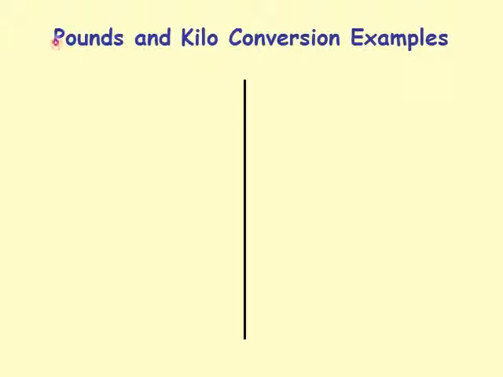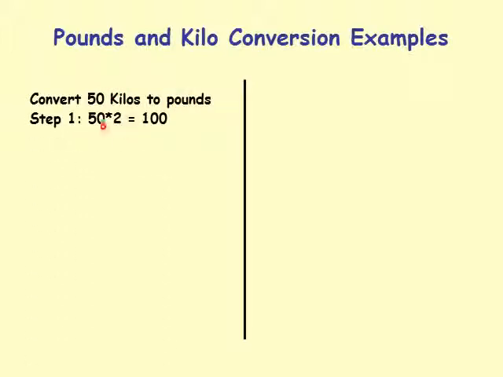Okay, let's take some example here. Pounds and kilo conversion examples here. Convert 50 kilos to pounds. First is multiply by 2, step 1, which is 50 times 2 is 100. Second step is to add a tenth of 100. Add a tenth of this number I got in first step. 100 plus 100 divided by 10, which is equal to 110 pounds. So 50 kilos we converted to pounds is 110 pounds.